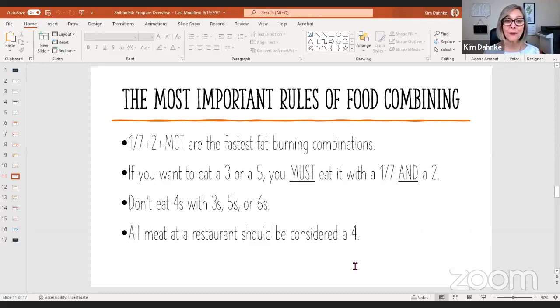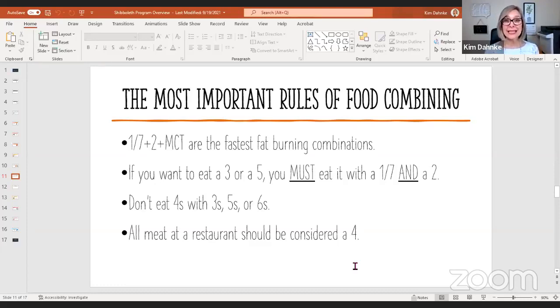We don't eat Category 4s, which is your protein plus fat, with energy carbs, which is 3s, fruit, 5s, or superfoods, your 6s. And all meat at a restaurant should be considered a Category 4 protein plus fat.